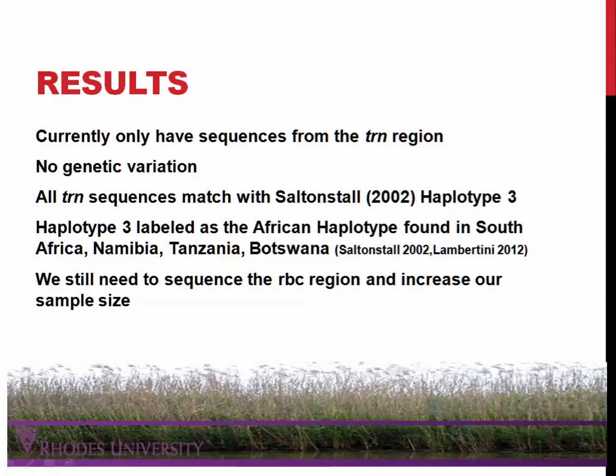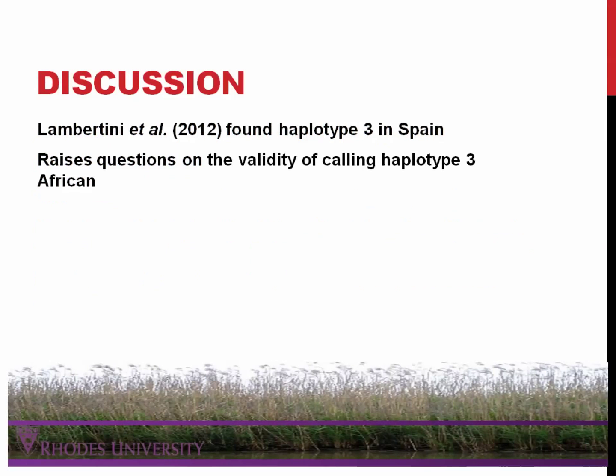Haplotype 3 she has labeled the unique African haplotype, based on the fact that it's very widespread in southern Africa. Haplotype 3 is found in Botswana, Namibia, and South Africa. But as I said, these results are not finalized, as I still need verification from the RBC region. Haplotype 3 is labeled as an African haplotype.